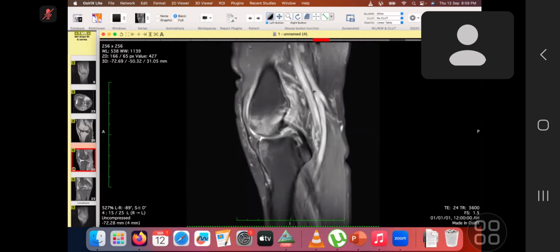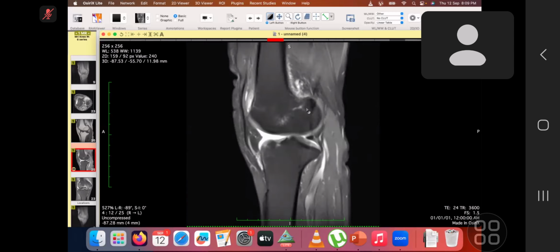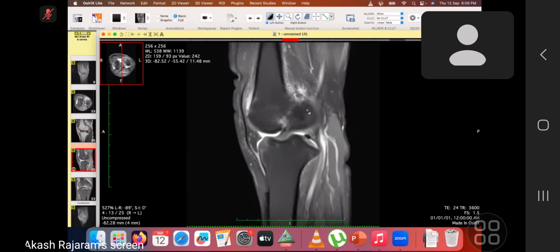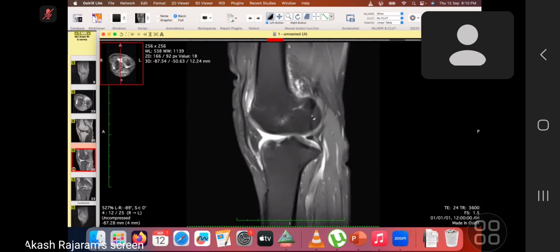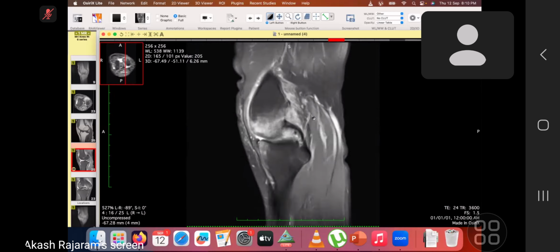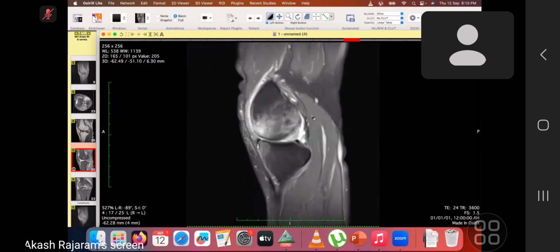The PCL is intact. The ACL is second and shows abnormal signal and is possibly torn. Now I'm checking for the medial meniscus. The medial meniscus is intact.